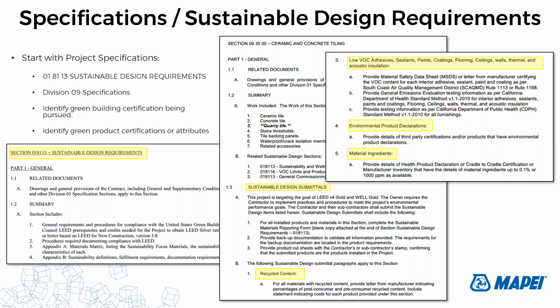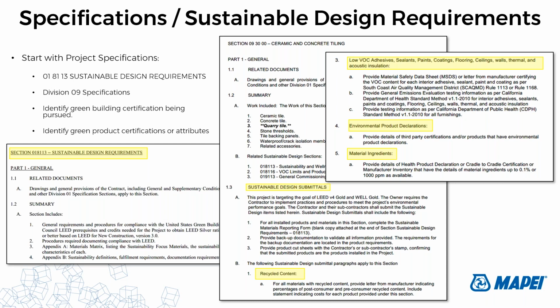Ask the project team questions. Ask if the project is pursuing green building certification. What credits is the project pursuing? Are there specifications that show anything about sustainability? If they do have specifications, review 018113. It's a sustainable design requirements section, and typically it will tell you which green building certification the project is pursuing. Your spec section should also have sustainable information. So in this example here, 093000, this section further details the attributes or certifications the product can have.